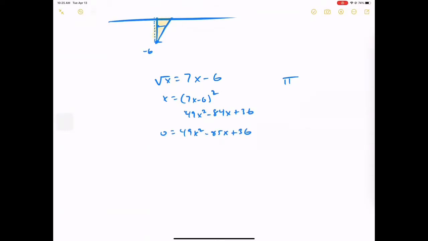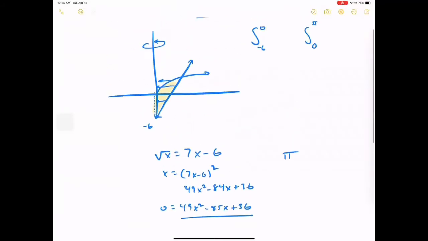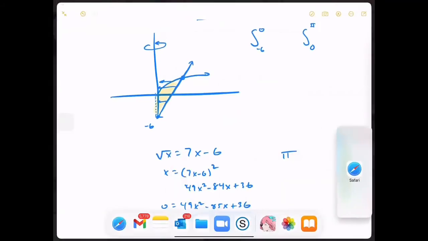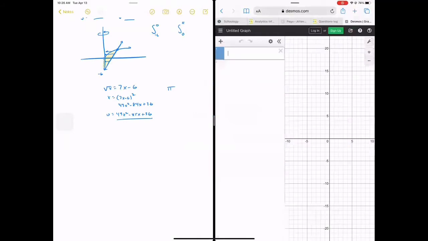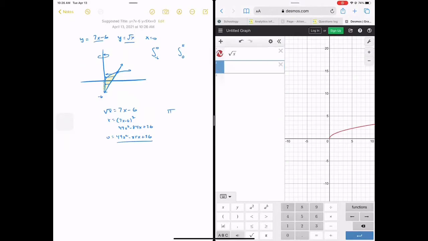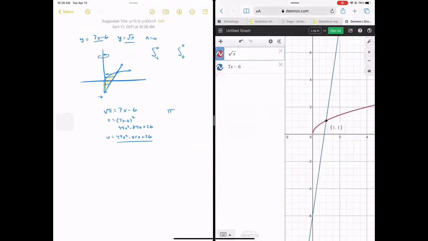Okay, now real quick here, that I don't know how to solve. I could use the quadratic formula, but instead let's go ahead and graph that real quick and see what that looks like. We'll use Desmos. I was hoping it would come out cleanly, but it doesn't look like it's going to. So we have the square root of x, and on the bottom we have 7x minus 6. And we can see that they meet at a nice (1, 1).